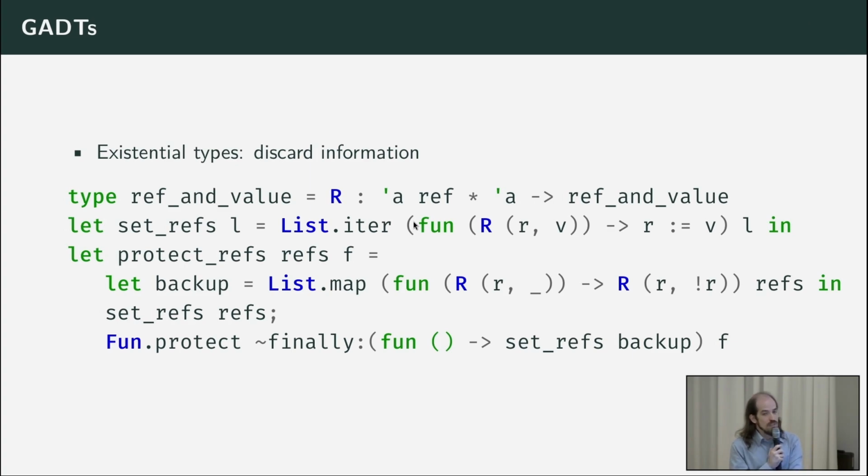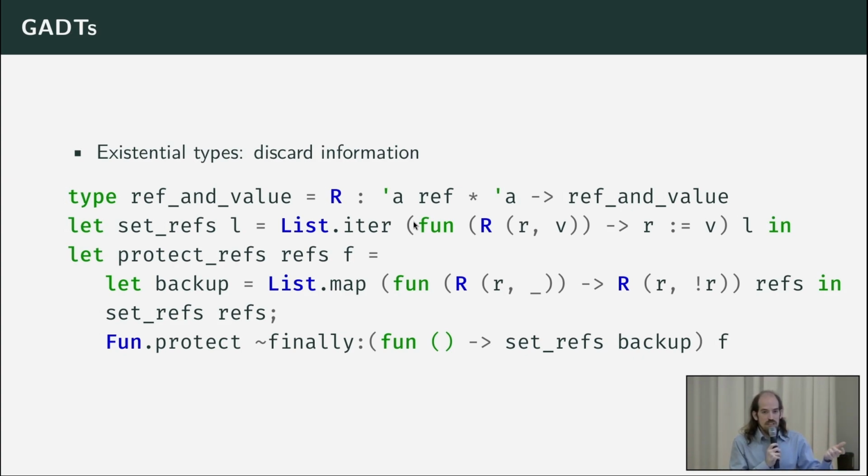So last but not least, there are generalized abstract data types. I like to introduce them in three different ways. One of the first use cases of generalized abstract data types is to discard type information. So for instance, when I define this type ref and value, I'm saying that under the constructor R, I have a reference and a value that could be put inside the reference. And that's it. Which means that when I have a value of this constructor, I just know that I have this reference and this value that can be matched.